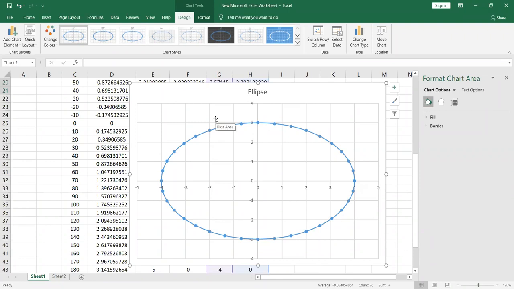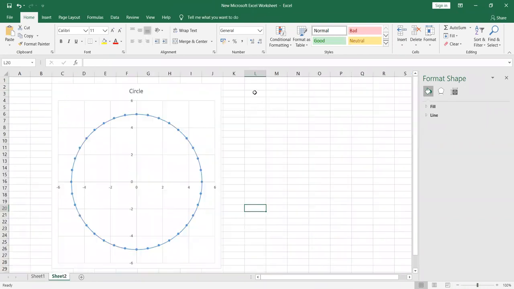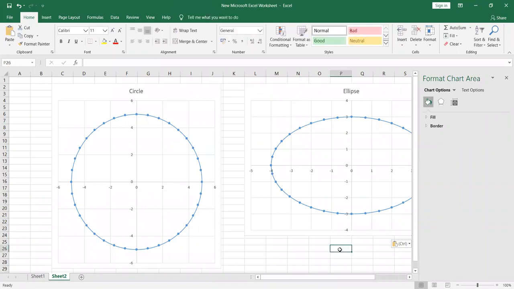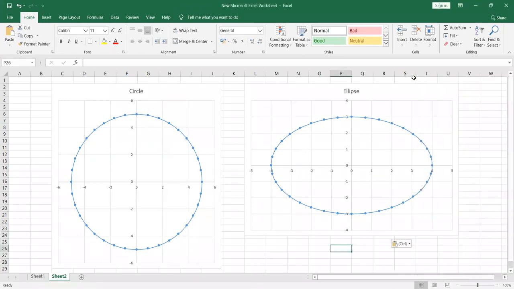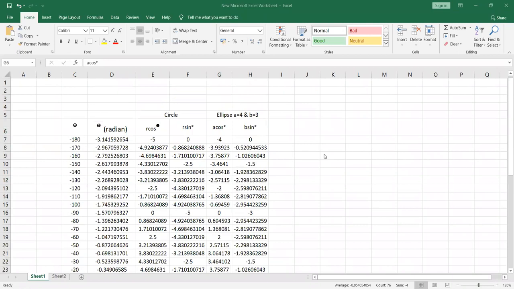Okay, then cut this graph, means you have to press Ctrl X. So the graph will disappear. Then go to sheet 2, select any cell on sheet 2 and paste the graph, that is Ctrl V. Ctrl X and then Ctrl V, like this. So these are the first two graphs of conic section. First is circle and then ellipse. Then next we have to move toward the next section, that is hyperbola.